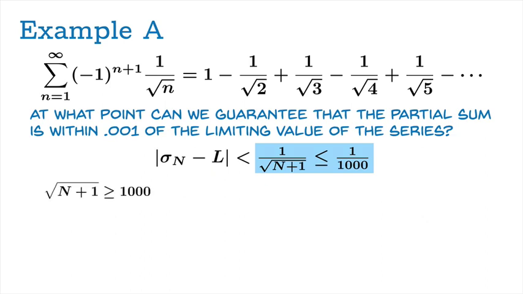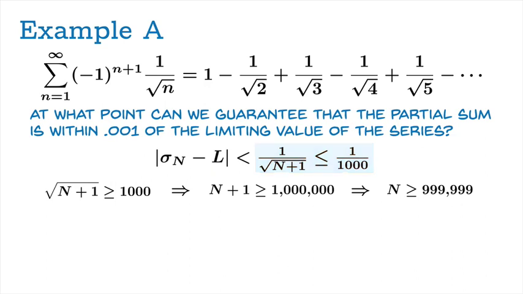Well, we're going to reciprocate and flip the direction of the inequality, square both sides, subtract 1, and apparently if we choose n to be greater than or equal to 999,999, we will have guaranteed that the partial sum is within 0.001 of the actual value of the series.